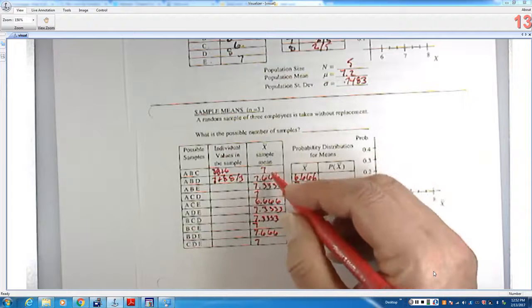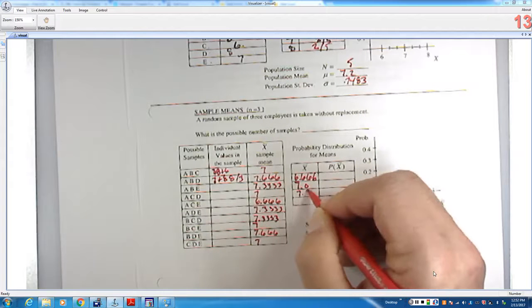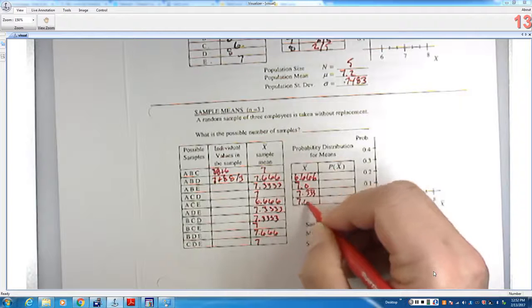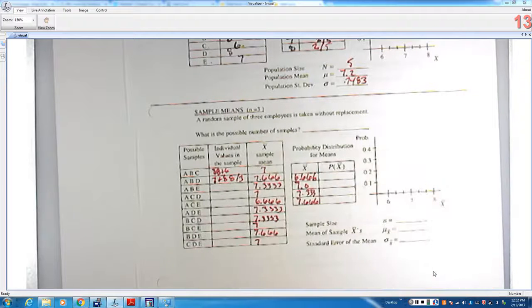7.0. The next one is what? 7.333. And what's the last one? 7.667, I guess you would call it. Should we change it if we rounded those numbers? Should we put it in that instead of rounding? No, just what you have. It'll be a little bit of a difference because of the rounding, but it won't be that much.